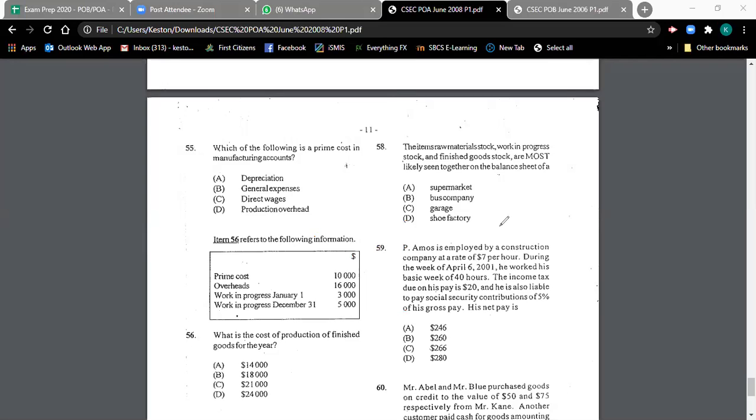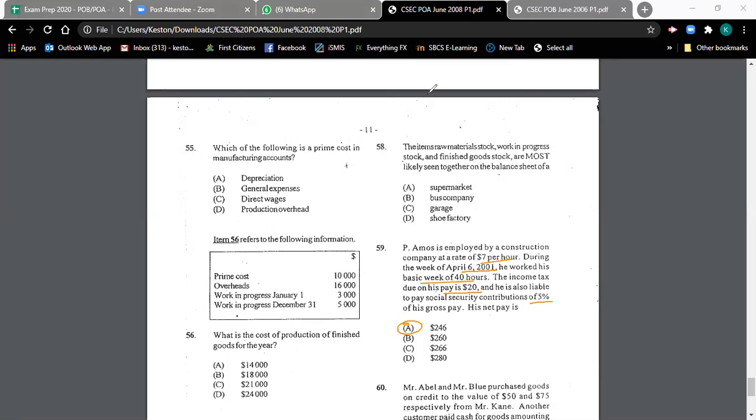59. PMOS is employed by a construction company at a rate of $7 per hour. During the week of April 6, 2001, basic week of 40 hours is due to pay $20 in income tax and a 5% security contributions. Net pay is A, 246. We fell up to this question.